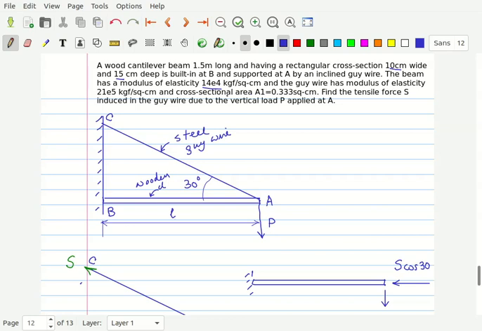So, the cross sectional area of this guy wire, A1, is 0.333 square centimeter. Find out the tensile force induced in the guy wire. So what is the tensile force here in the guy wire? That is what is to be found out.